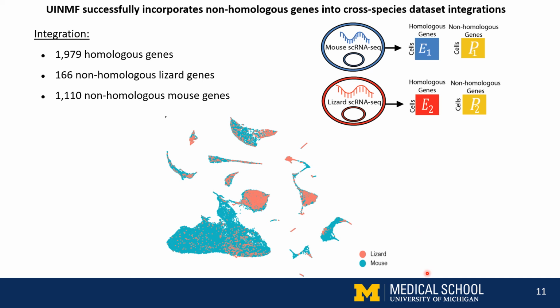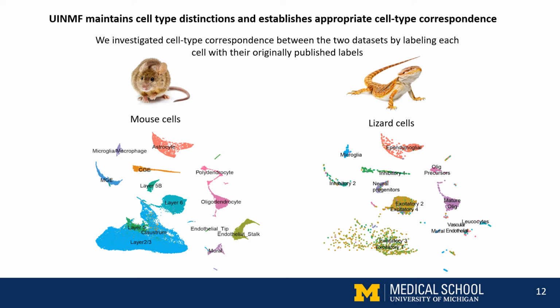And you can see here a UMAP picturing the alignment that we achieved using the UINMF algorithm. And you can see that we had good alignment despite the data sets coming from two different species. In order to confirm appropriate cell type correspondence between the two data sets, we graphed first only the mouse cells with their original labels and then only the lizard cells with their original labels. And you can see, for instance, if we look at the microglia populations in both the mouse and the lizard, the inner neuron populations in the mouse, and then the inhibitory neurons also in the lizard, we can see that we end up getting very good cell type correspondence between the two species.